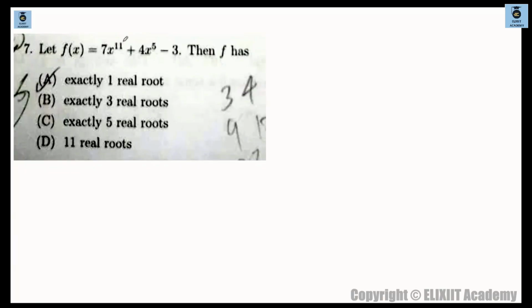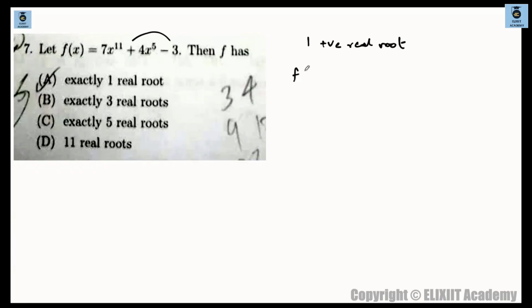So what are the number of sign changes, like plus to minus? Here we are having 1 sign change. So there is exactly 1 positive real root, right? Because there is exactly 1 sign change in f(x). So we have 1 positive real root.